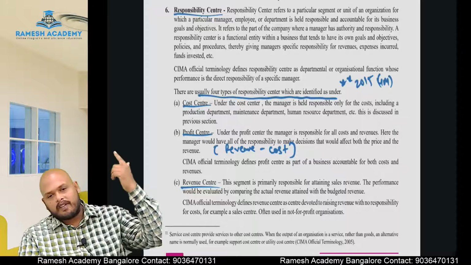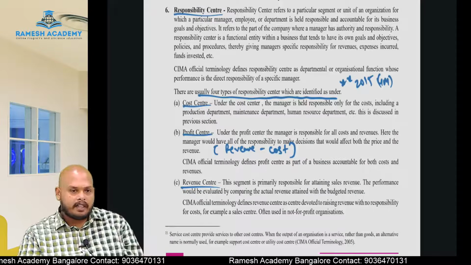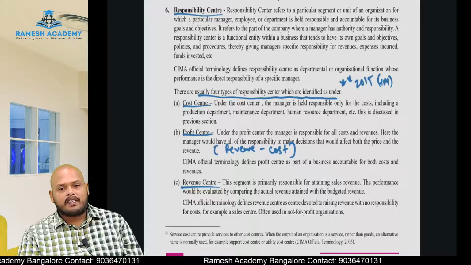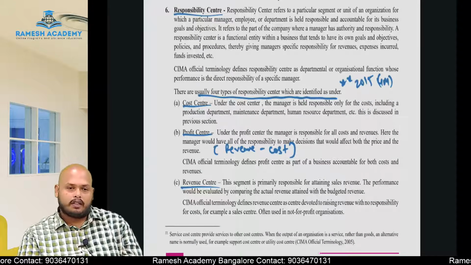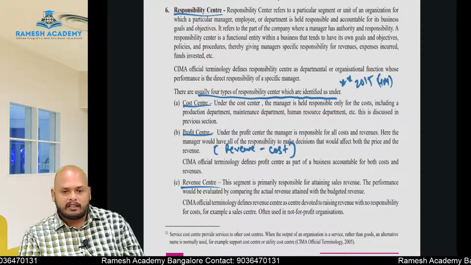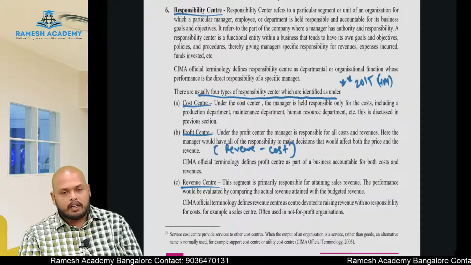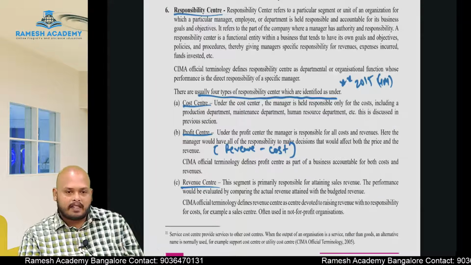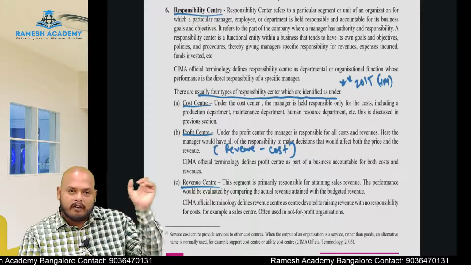Somewhere in Mumbai or Gujarat, Surat, they will manufacture the dresses. After manufacturing, they will transfer those dresses to this Bangalore unit. This Bangalore unit is responsible only for generating revenue. They have to sell those dresses to the customers and they will generate revenue. That is called a revenue center. In Surat, the manufacturing plant is there for Reliance. That is called a cost center. Why? Because they won't sell, they will only manufacture.